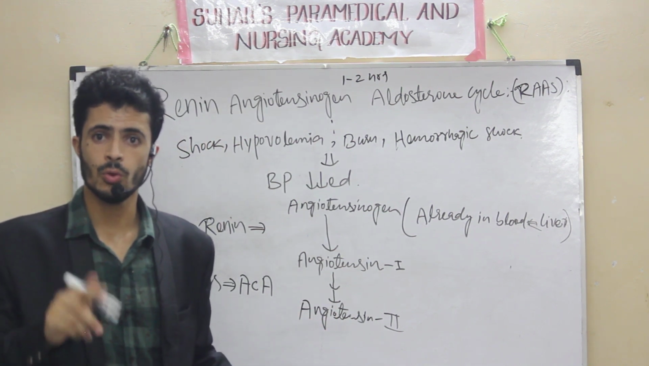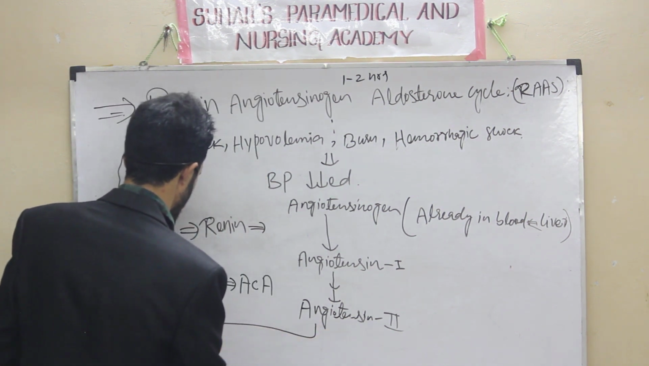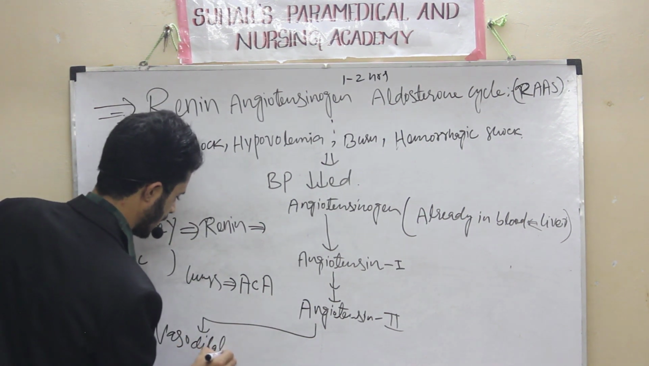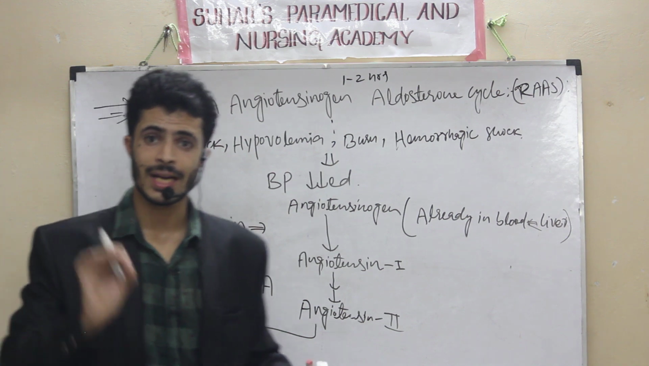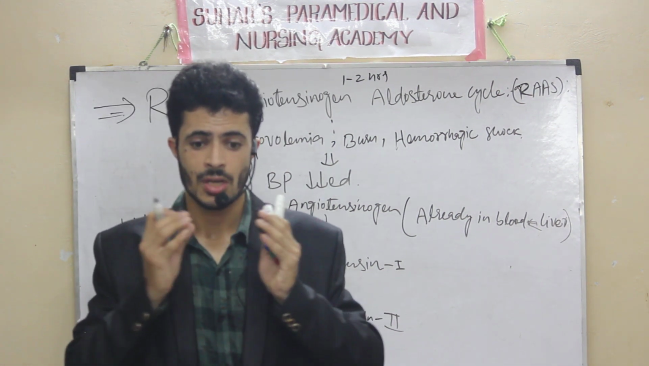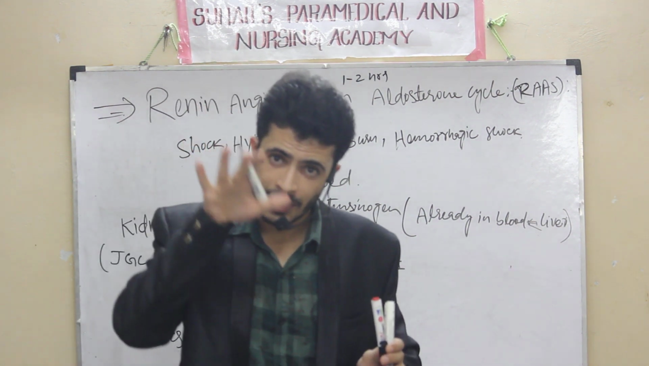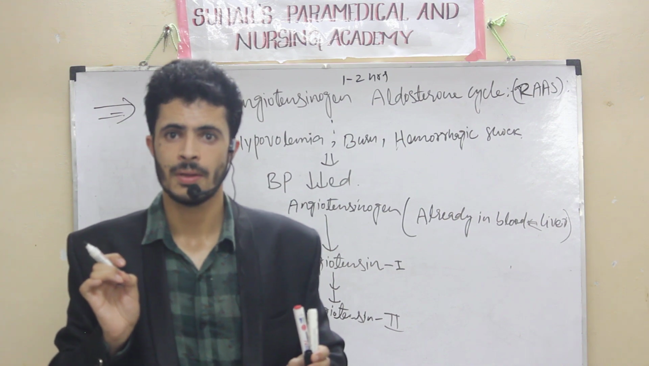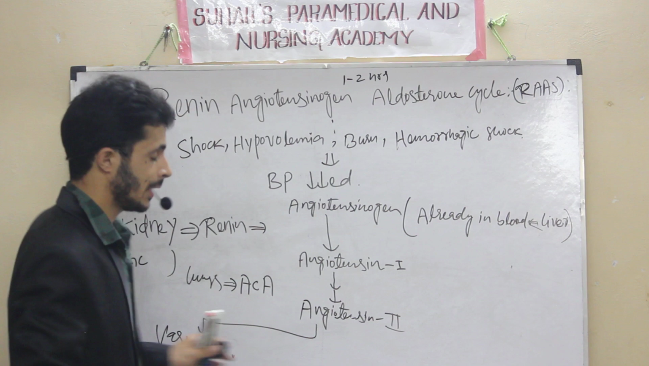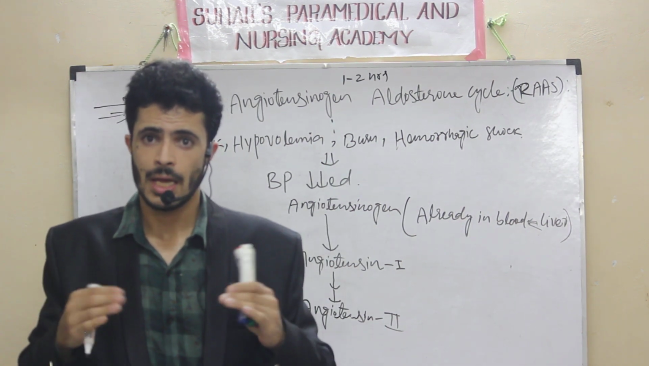Angiotensin second, what will it do? It will do three things. Remember, angiotensin second is a vasodilator. It will increase the diameter of the blood vessels. Whenever there is increase in the diameter of blood vessels, the blood pressure will be decreased. Sorry, what I am saying is that when angiotensin second is present in the blood, it is an active form.